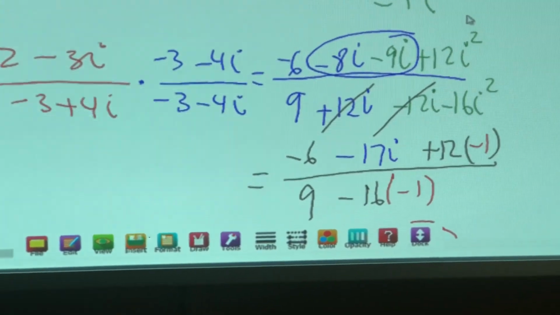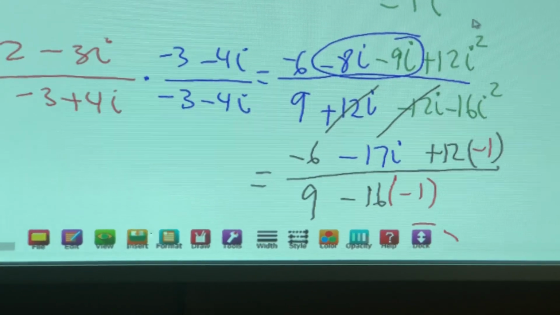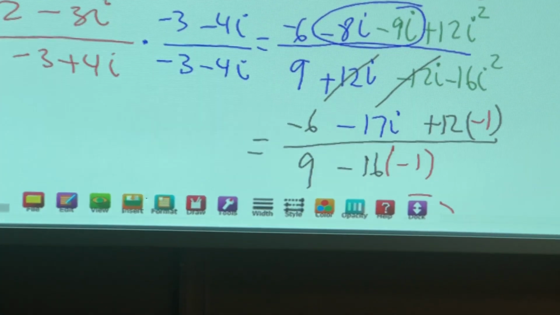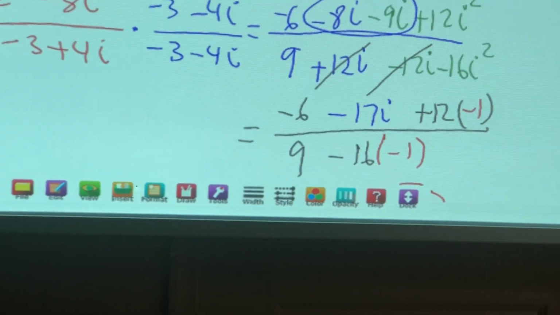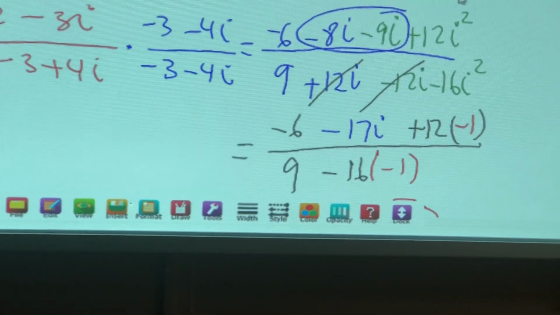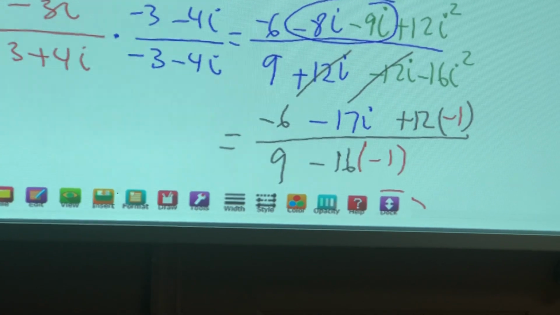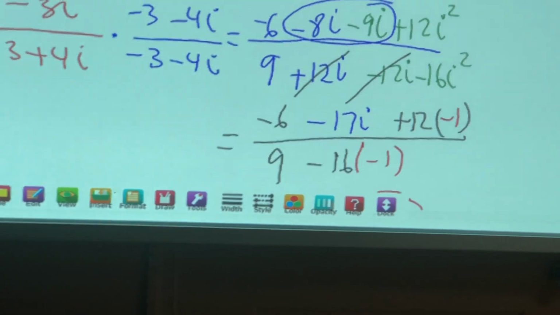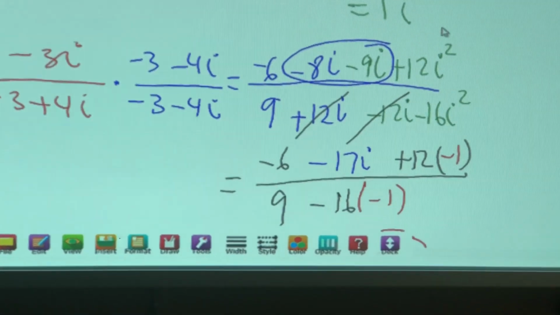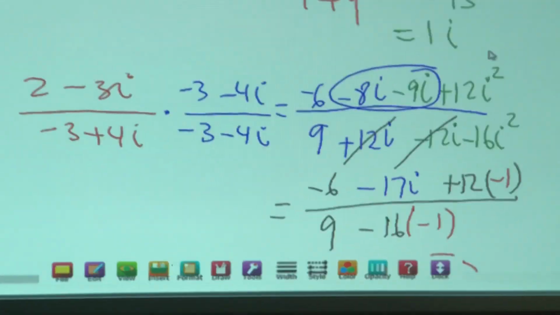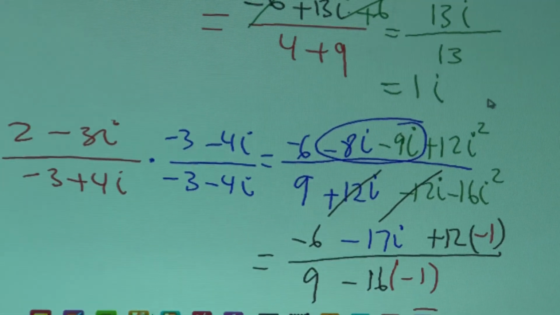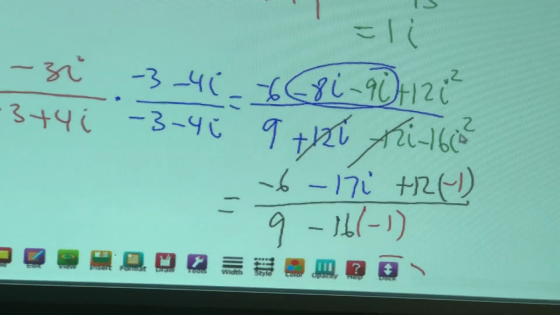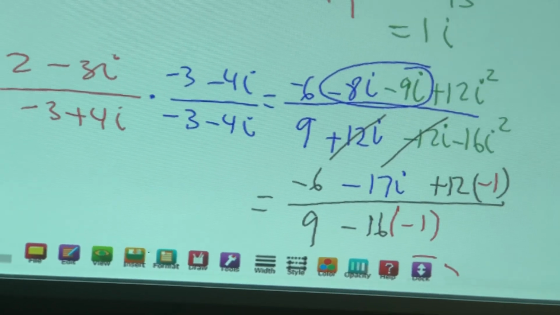The denominator: negative 3 times negative 3 is 9. Negative 3 times negative 4i, plus 12i. 4i times negative 3, negative 12i. 4i times negative 4i, negative 16i squared. Again, don't forget that i squared equals negative 1. Anywhere you find i squared, you replace it by negative 1.